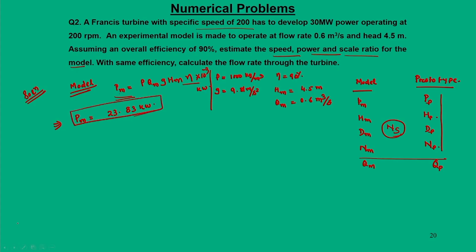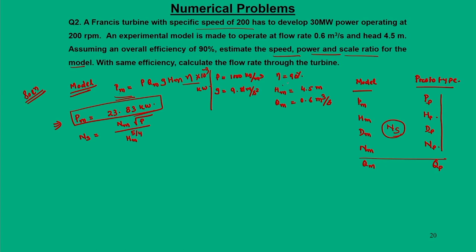First answer we get is the power developed by the model. Then what remains the same? Specific speed. Then we need to find out the speed of the model. So, we recall specific speed Ns is equal to Nm into square root of P divided by Hm to the power 5 by 4.